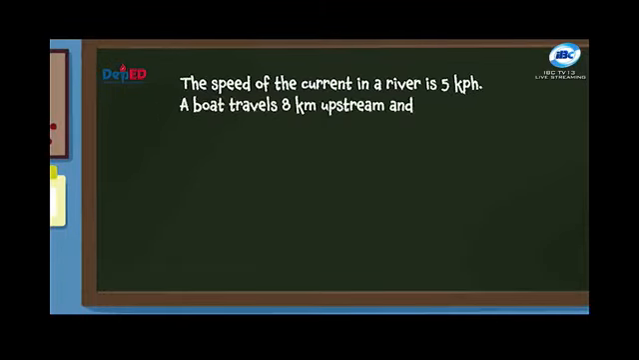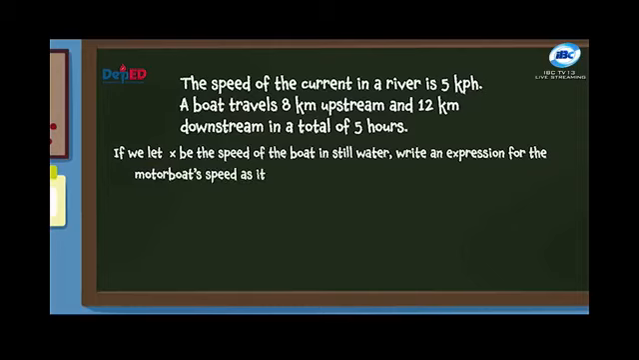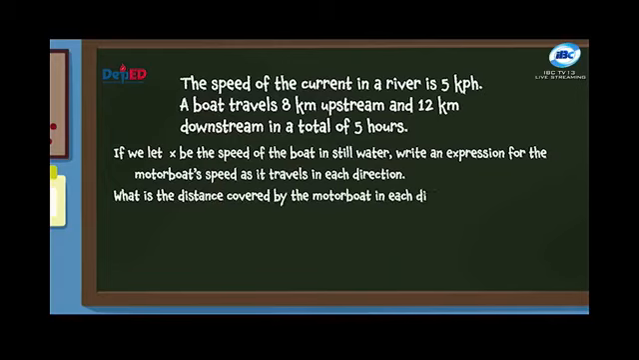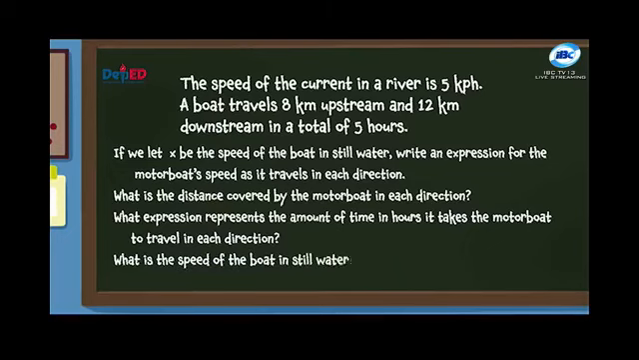Let's answer the following questions. Number 1. If we let x be the speed of the boat in still water, what expression can be written for the motorboat's speed as it travels in each direction? Number 2. What is the distance covered by the motorboat in each direction? Number 3. What expression represents the amount of time in hours it takes the motorboat to travel in each direction? And number 4. What is the speed of the boat in still water? You have 3 minutes. Go!